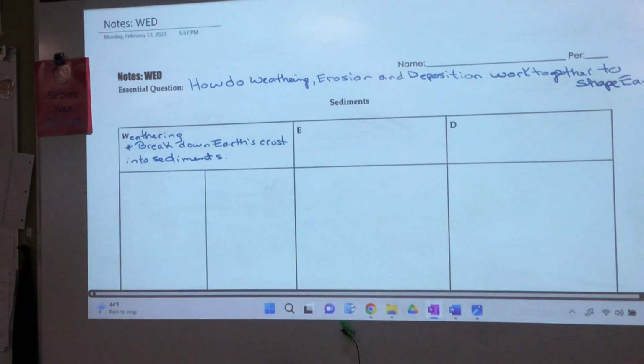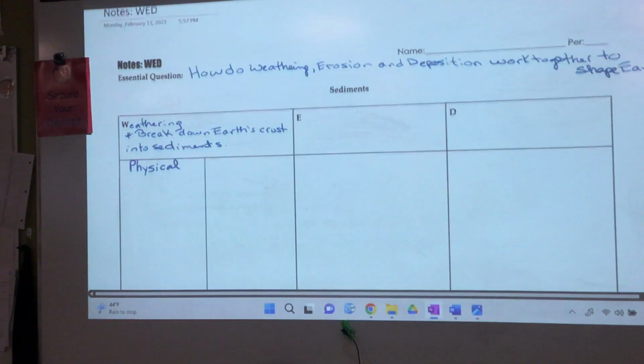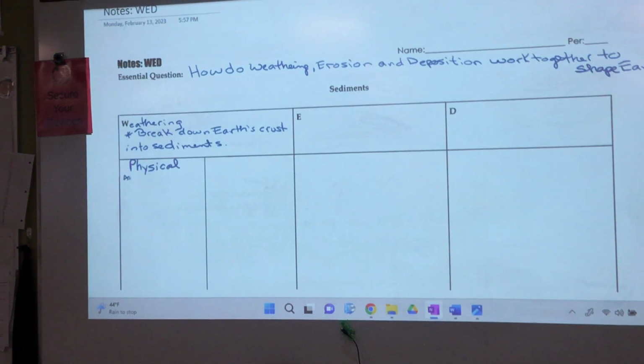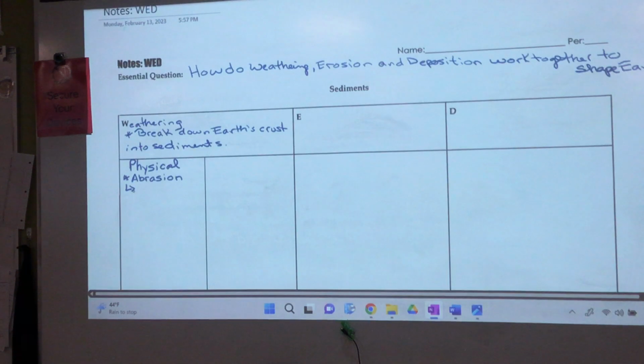So let's go ahead and look at the first one, which is physical. And a lot of you, I would say every one of you, have had this first kind of physical weathering happen if you ever have scraped your knee. This kind of weathering is called abrasion. Has anyone ever fallen and scraped a knee or an elbow? My God, you have just weathered your body, right? Because abrasion means to wear down by rubbing.